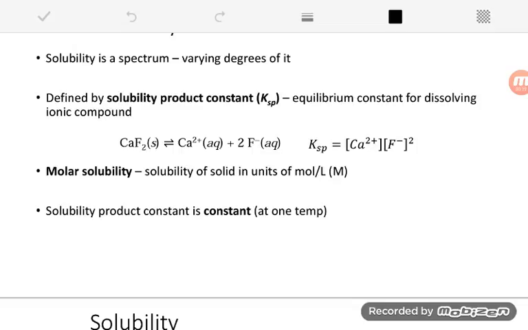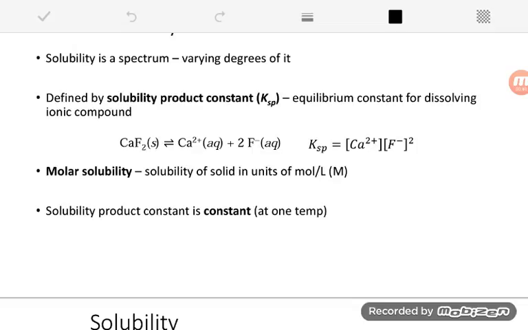You have an unsaturated solution, means you could still dissolve some more solid. Saturated means you've dissolved as much as you can, and supersaturated means you've somehow shoved in more than you can. So we took a closer look at solubility, but it was still very much a qualitative description. So what we're going to do now is go back and look at this in a quantitative fashion.